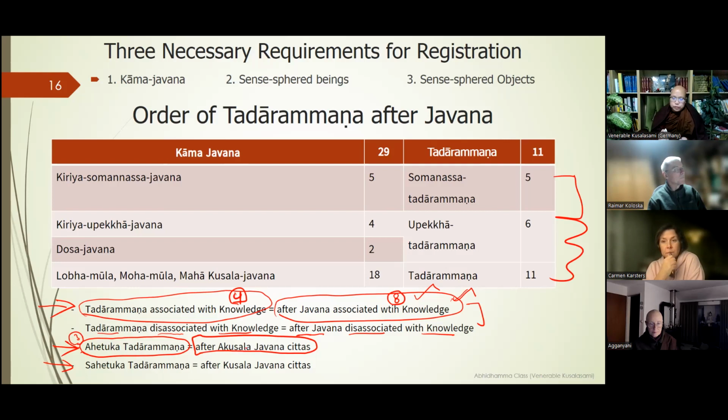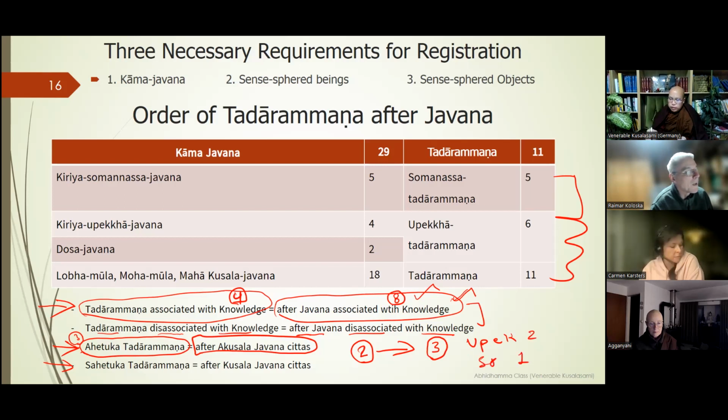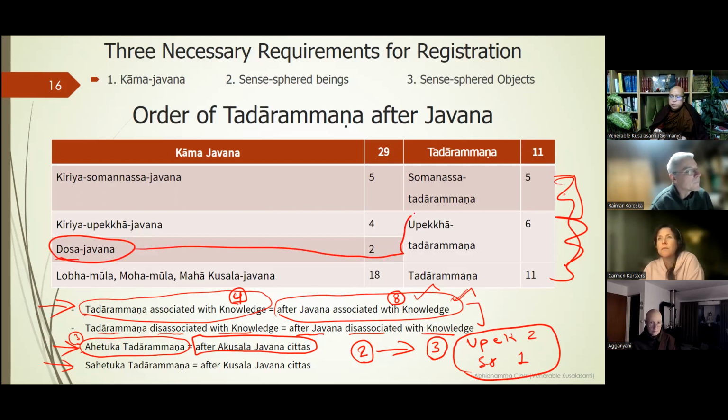For example, after akusala Javana, let us say one of the 2 hatred-rooted consciousness. The Javana is one of the 2 hatred-rooted consciousness. After the Javana, the Tadaramana must be ahetuka, rootless Tadaramana. So the possibility is only 3: 2 upekkha and 1 somanassa. So you know that one. After that, you have to look at it from that point of view. So here, dosa.